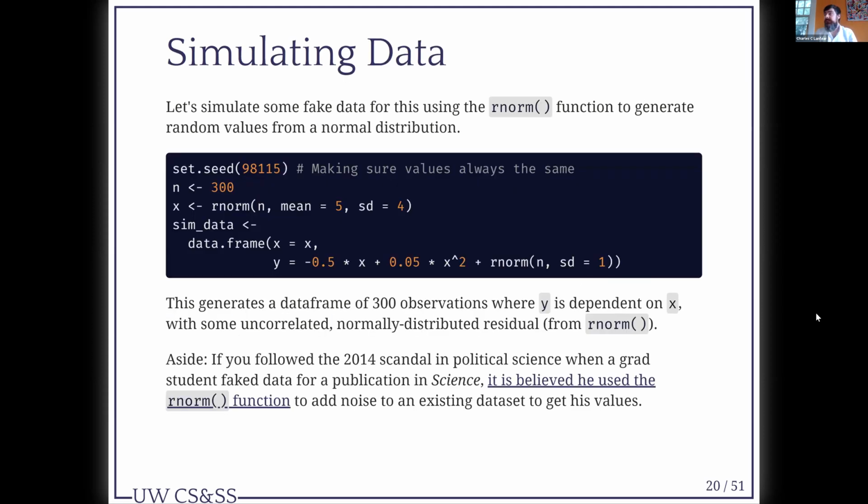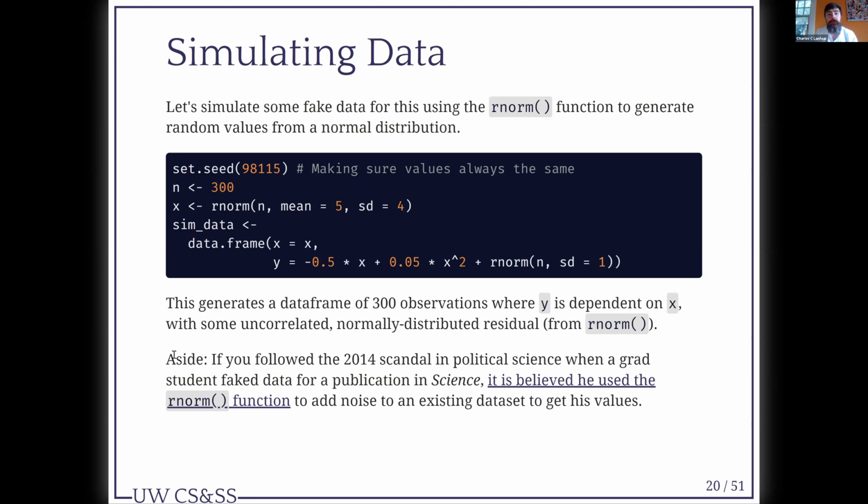Okay, so the first thing I want to do is simulate some data that has a known distribution so I know for sure which model should fit the best on it. It doesn't matter exactly what's going on here. This is basically me generating a data set with 300 observations, a specific mean and standard deviation for the main predictor, and then some relationship between X and Y, and some normally distributed random error in here, okay?